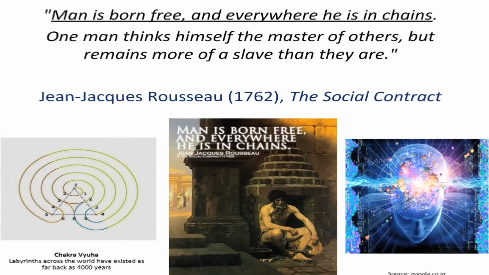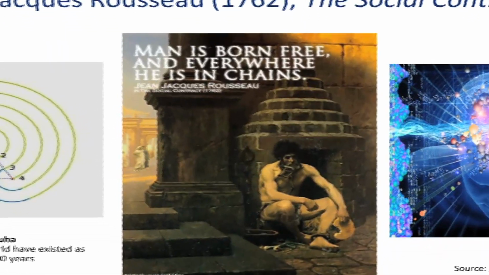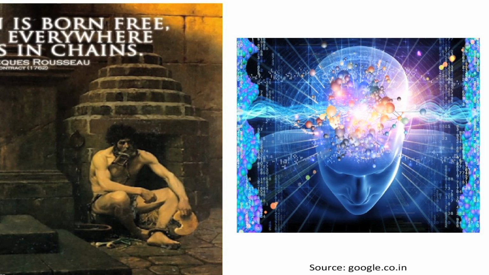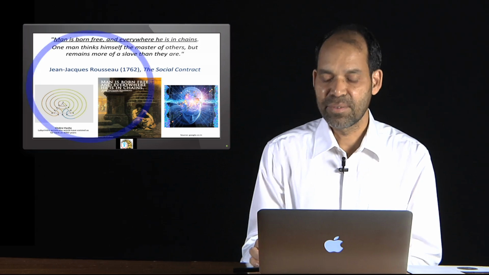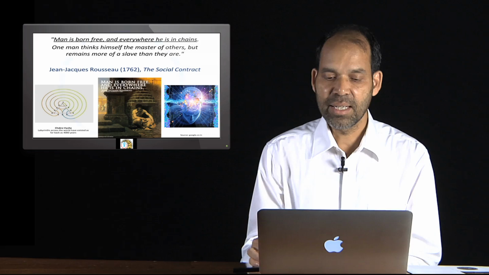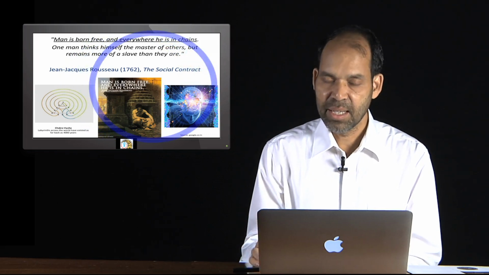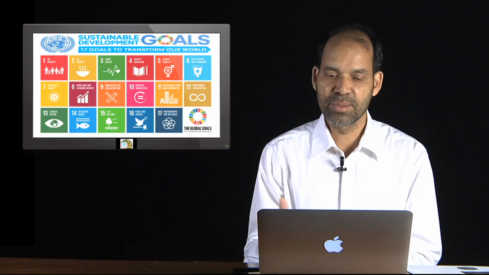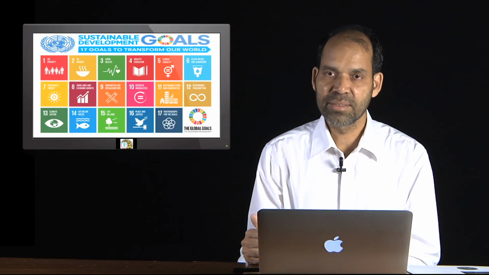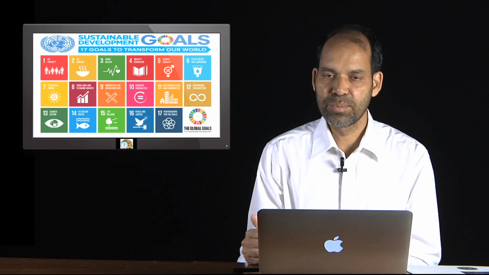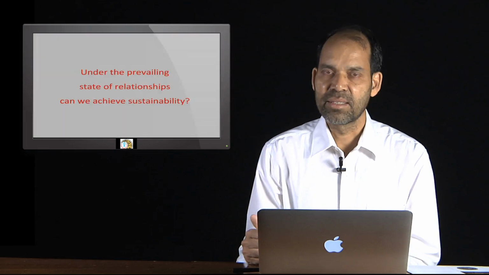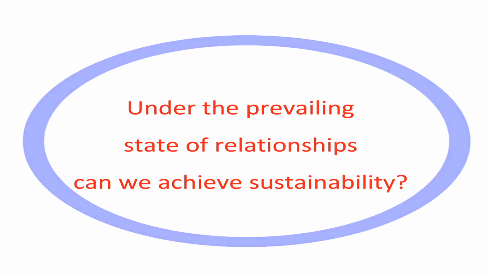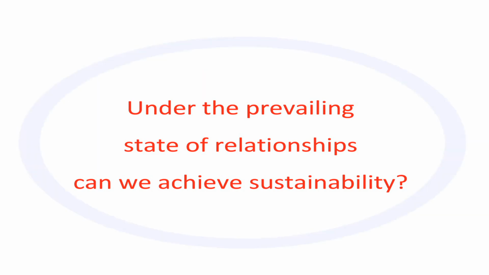And today's control mechanisms, it may not be just on physical or material controls, but it could be psychological or mental control. And so therefore, in this state of relationship that we have today, can we really achieve sustainability? And we of course have the beautiful and noble objectives under the Sustainable Development Goals. As you see in these slides, there are 17 goals to transform our world. These are all noble objectives, but given the nature of relationship and the current state of relationships that we have and we have had in the past, can we really achieve sustainability?